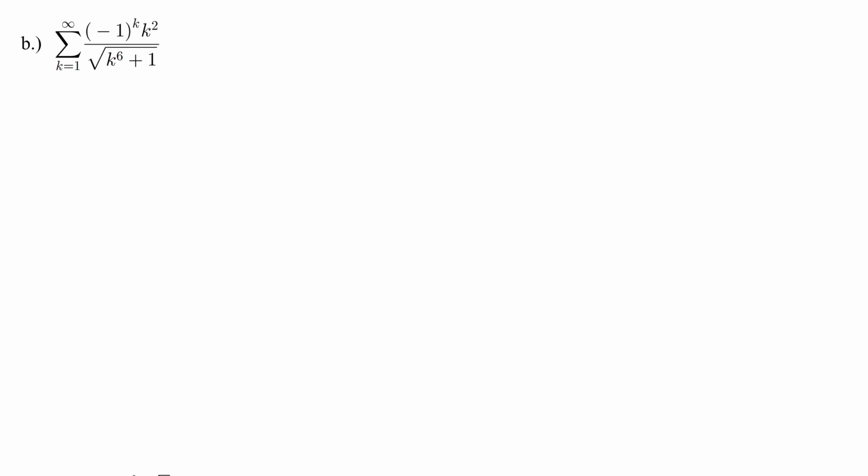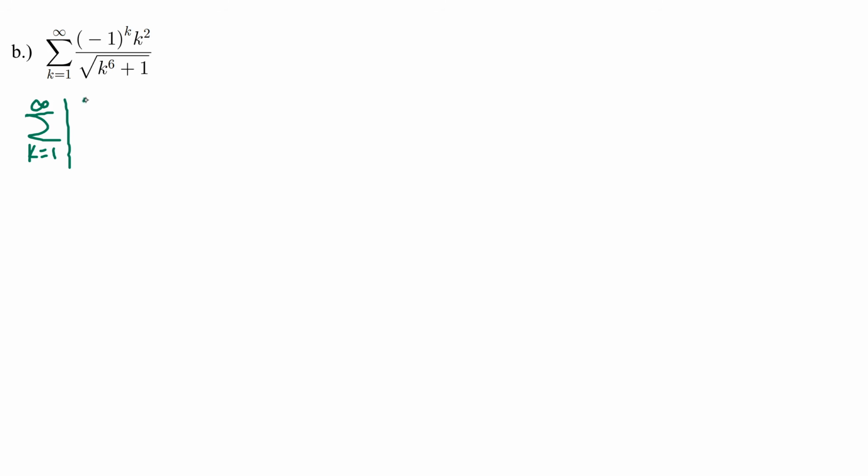All right, let's try example B. We want to know, is it absolutely convergent, conditionally convergent, or does it altogether diverge? So the first thing I'm going to examine is the absolute value form of our series. We'll look at the sum from k equals 1 to infinity of the absolute value of -1 to the k times k squared over the square root of k to the 6th plus 1. Well, of course, the absolute values will eliminate the -1 to a power. That will always turn out to be +1.